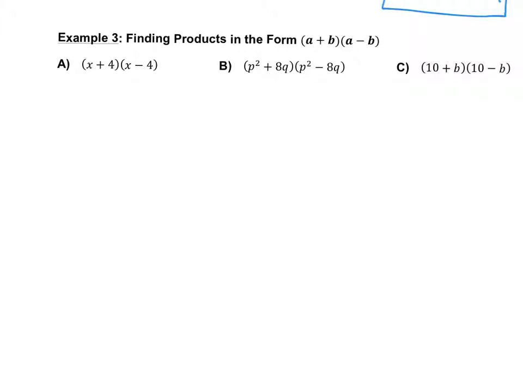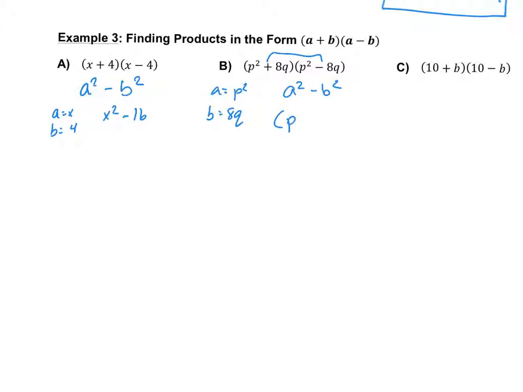Now these are a difference of two squares. A difference of two squares is going to be a squared minus b squared. So the a in this case is x, the b is 4. So we're going to do x squared minus 4 squared, which is 16. Next one, I have my a is p squared, my b is 8q, and I know it's a difference of two squares since they have different signs. So it's going to be a squared minus b squared.